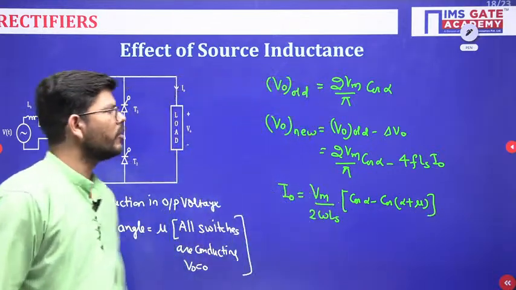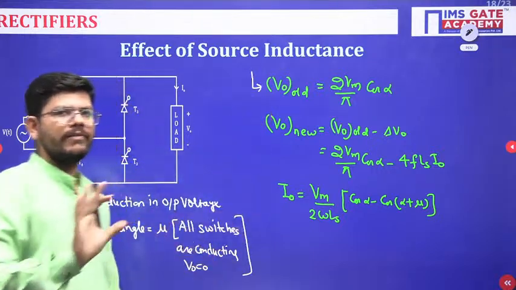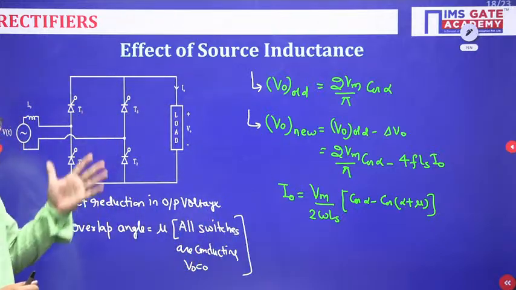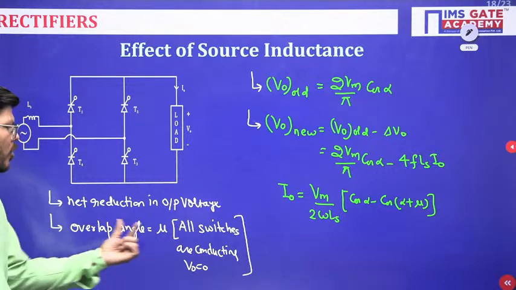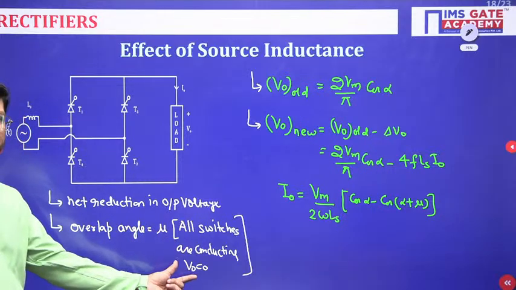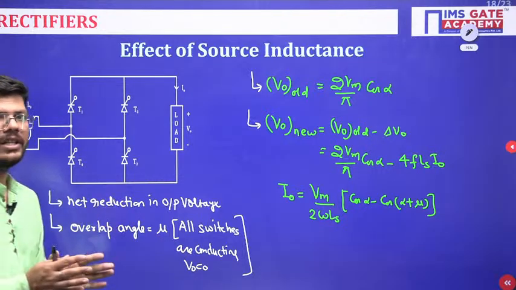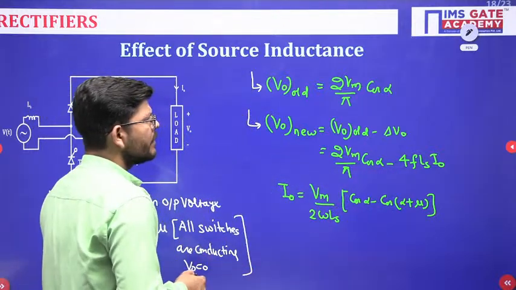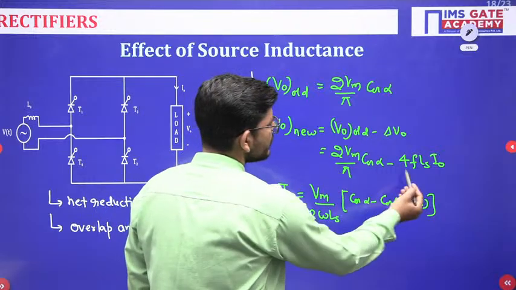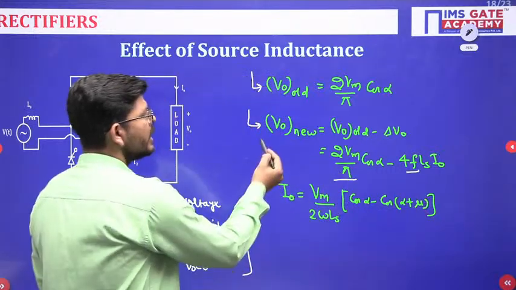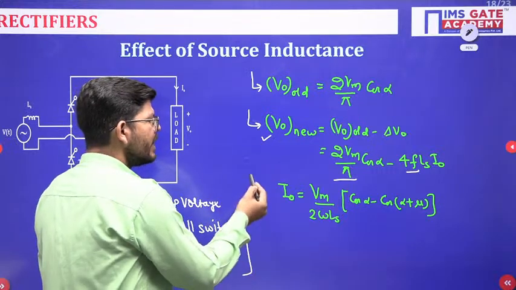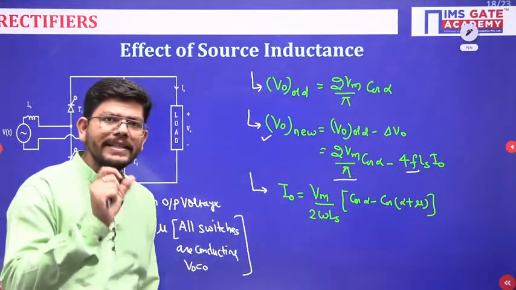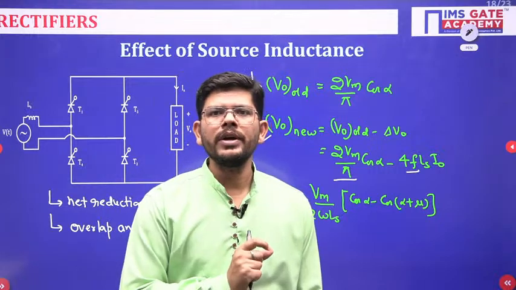Okay, so just see what we have followed here. The old voltage formula for every converter, we know that. Then we should know how much reduction this source inductance is causing. Because during the overlap angle all the switches are conducting, so output voltage is 0 during that duration, so there will be a reduction in the output voltage. What is that reduction? In 2 pulse converter it is 4f ls I naught. So we just subtract this reduction from the old voltage, and then we get the new voltage, and then we have an expression for the current, Vm by 2 omega ls times cos alpha minus cos alpha plus mu. These 3 are the important formulas that you should know for this topic.